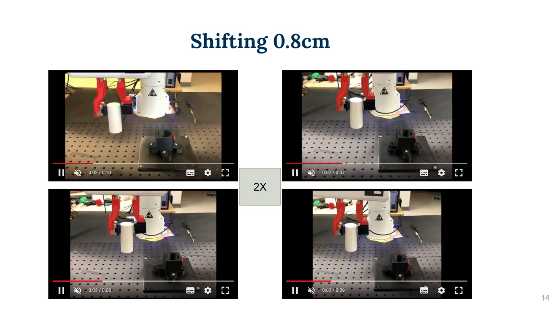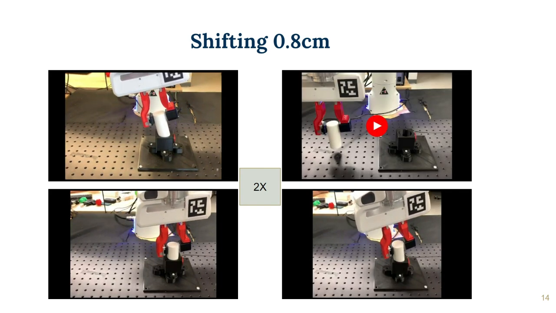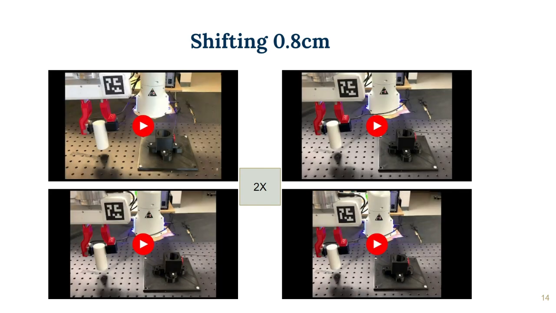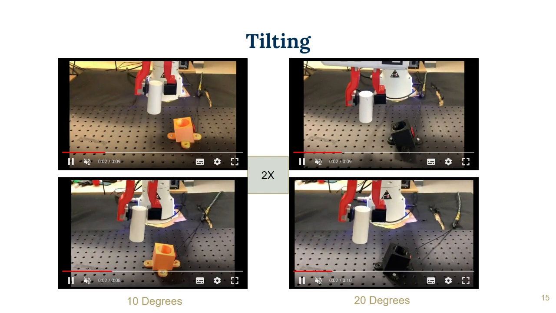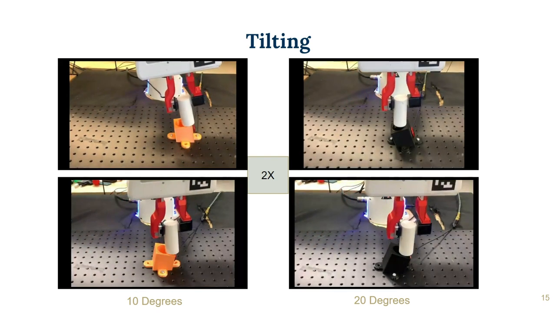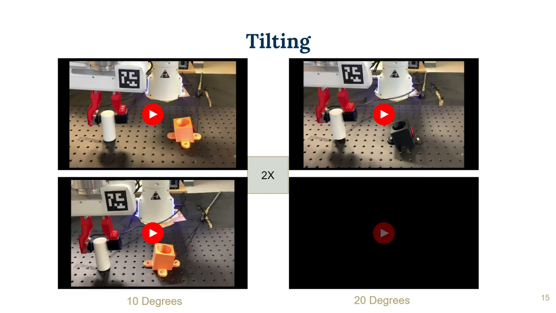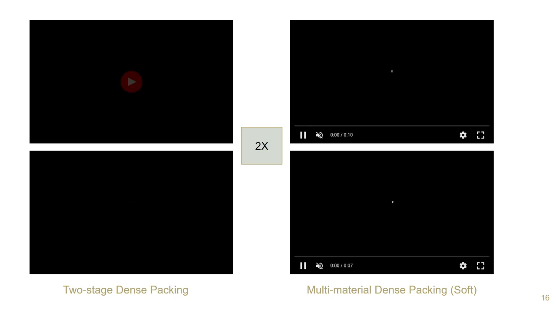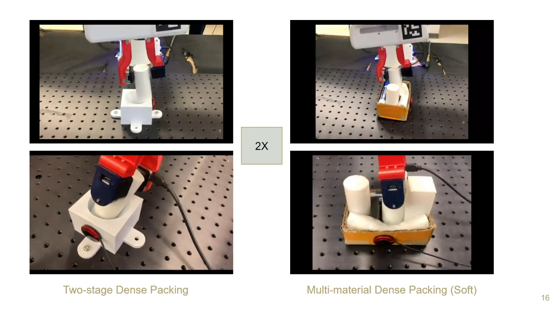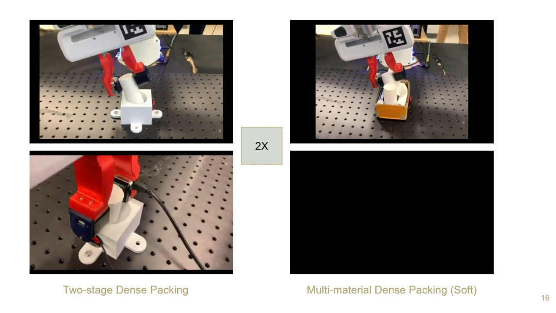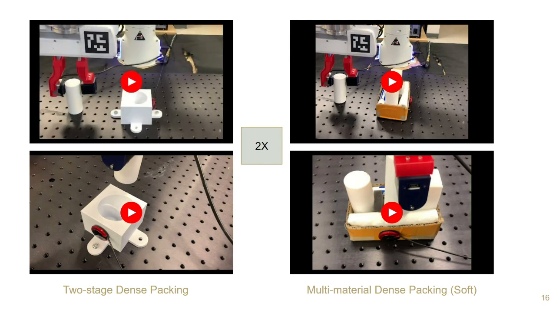Here is the demo for the shifting test domain. We shift it in 4 different directions. This is a demo for the tilting test domain. It has 10 degrees and 20 degrees. Then is the dense packing. For the dense packing test, we can show that our policy can adjust the pose of the objects according to continuous contact information and make continuous changes in real time.